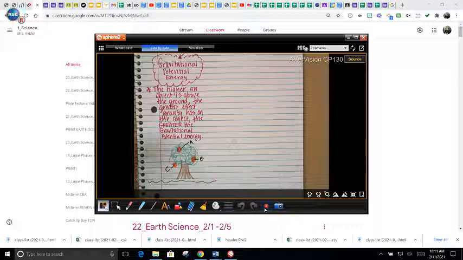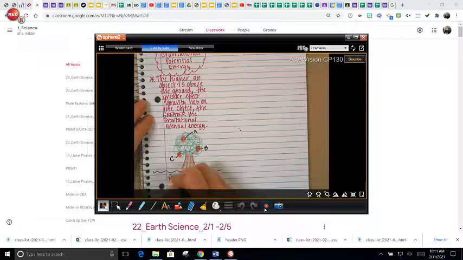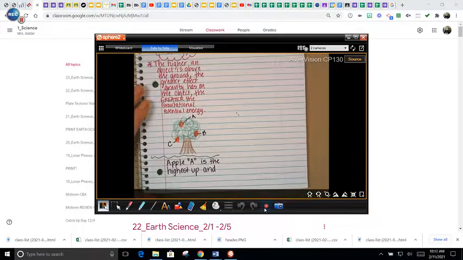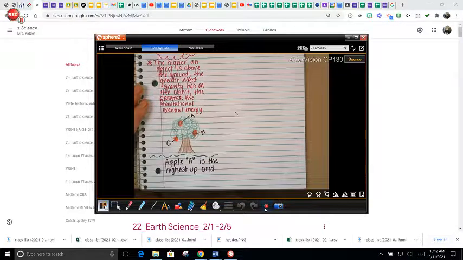So based on our definition of gravitational potential energy, which of the apples would have the greatest potential energy as it's sitting in this tree? Well, if you said apple A, you are correct. So apple A is the highest up, right? The highest one in the tree. And therefore has the greatest gravitational potential energy.